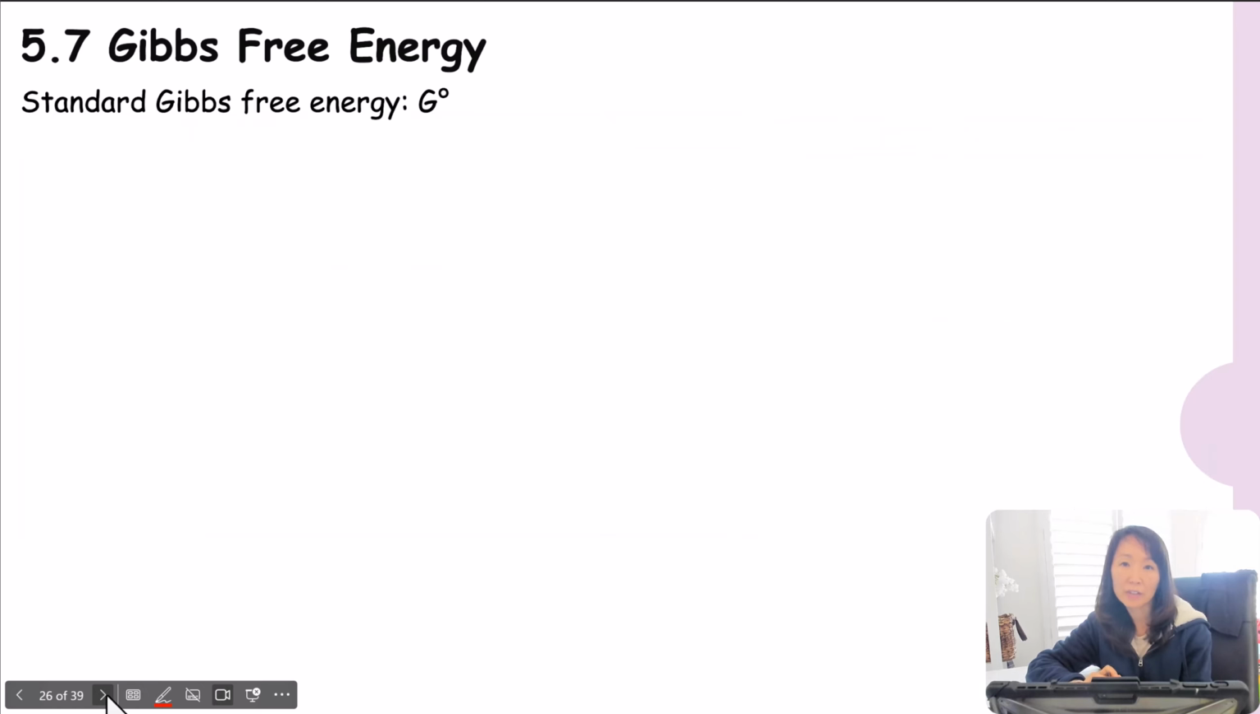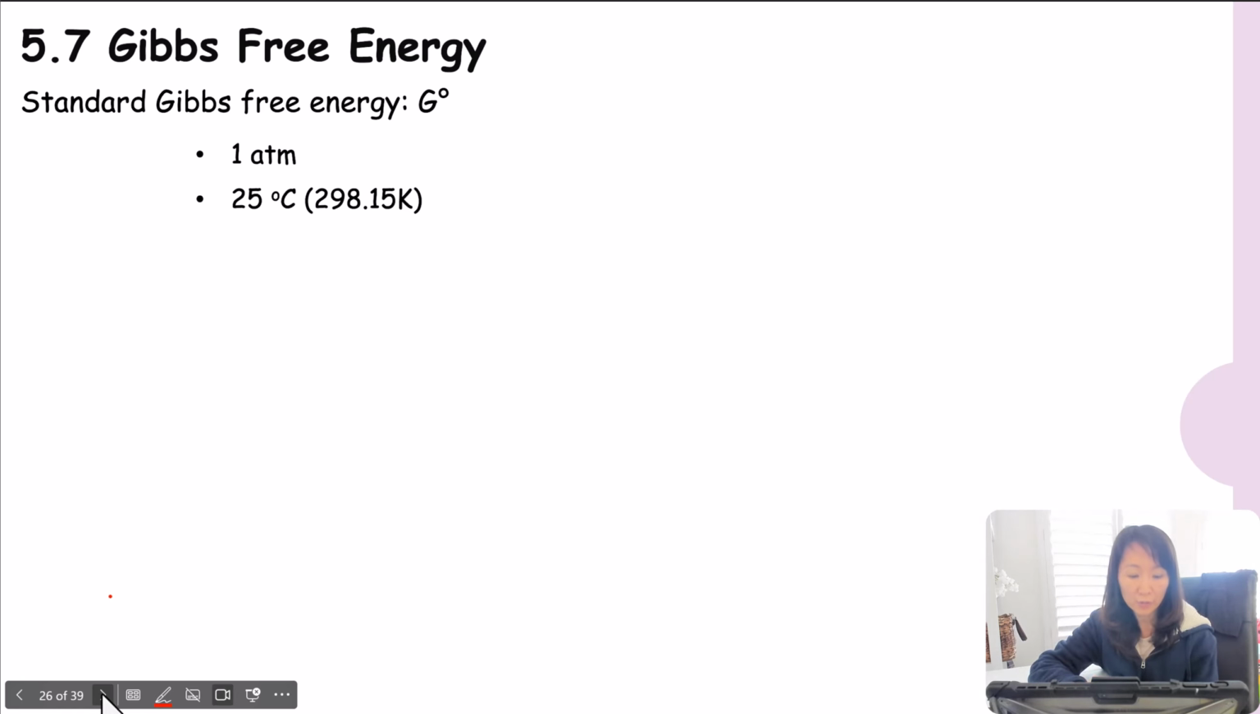Standard Gibbs free energy is G, and then you see a little knot on the corner. And what does that mean? It just means that it is at a very specific state where there's 1 atm pressure and 25 degrees Celsius, or 298.15 Kelvin. At that standard position, what is G naught? Meaning, what is the actual energy that a molecule contains?